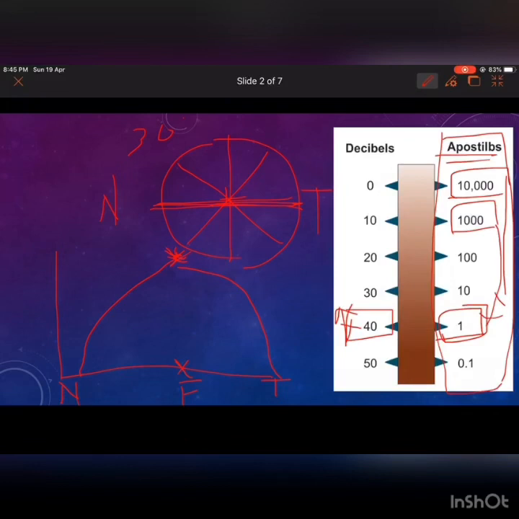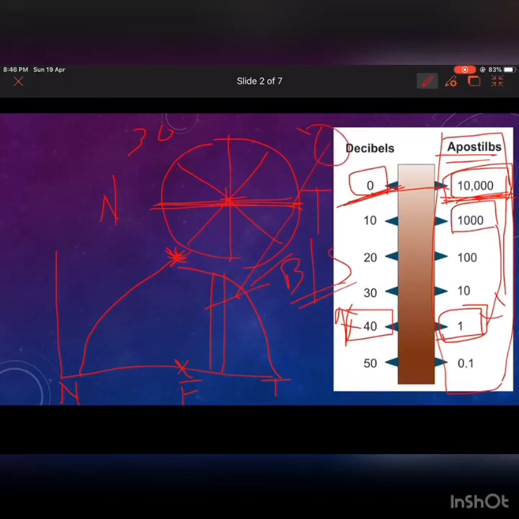For example, if an area is to be stimulated with 10,000 apostilb, or the area is not getting stimulated at all, that area is called zero. That area has zero sensitivity. For example, at the region of the optic nerve head you have the blind spot, where even with 10,000 apostilb you try to stimulate, there is no stimulation. So this area has zero sensitivity.